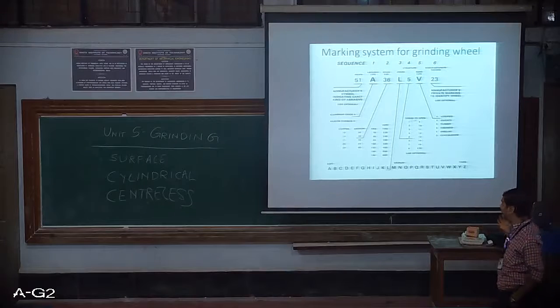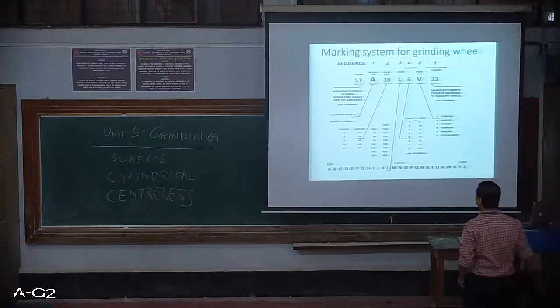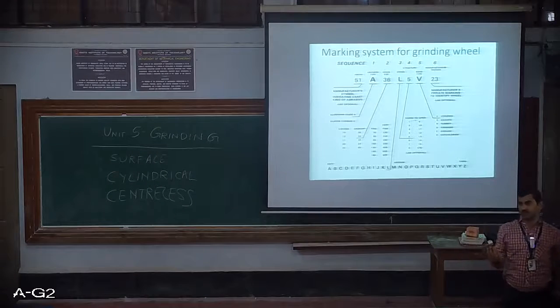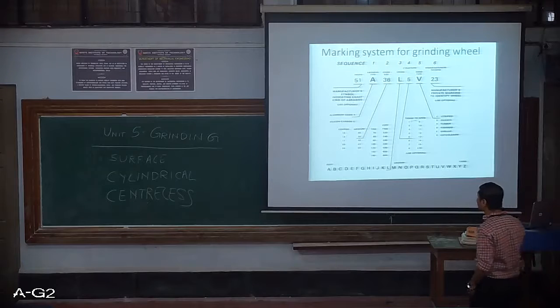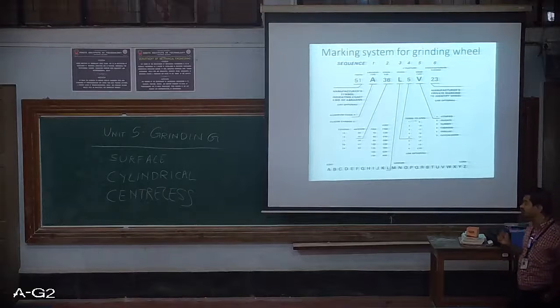What are all these? Each one you have to represent. What does that mean? The first one is the prefix, that is 51. It is a manufacturer symbol. He can have a coding that is 51 or 52 or 53, whatever it is. It represents the exact kind of abrasive.